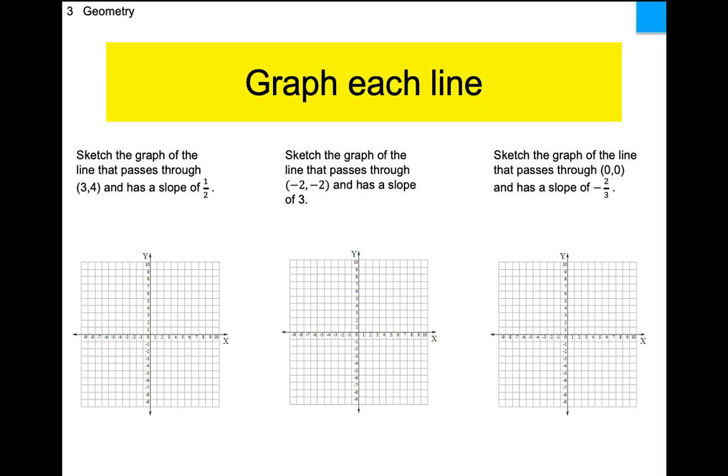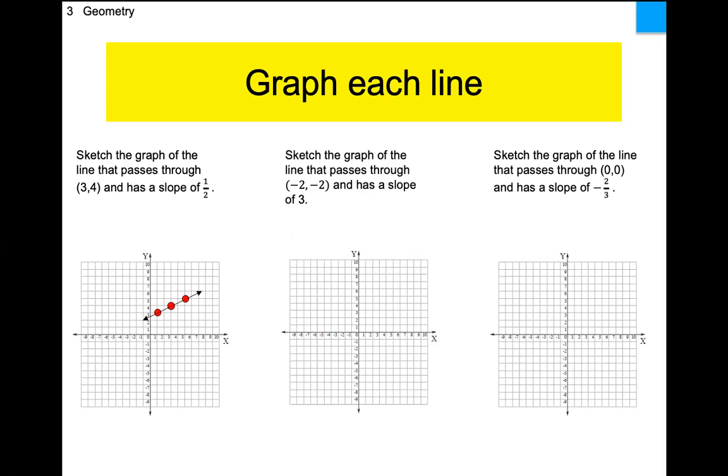All right, first one on the left, let's see, it passes through 3, 4, and it has a slope of a half. So it passes through 3, 4, so there's 3, comma 4. Slope is up 1, right 2, up 1, right 2. Or if we go in the other direction, down 1, left 2. Play connect the dots. Hey, nice straight line.